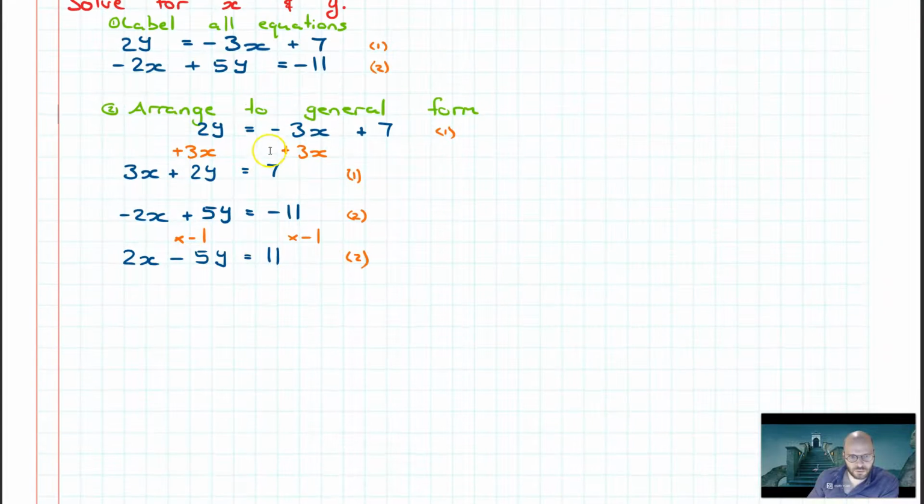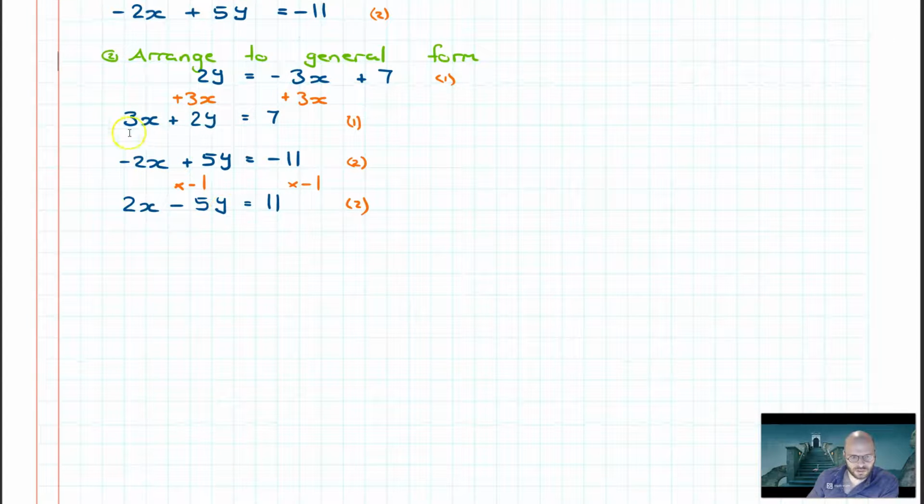For step 3, what we want to do is make the coefficients in front of our x equal to one another or similar. So I've got a 3 and a 2. Now for step 3, what I want to do is make the value of the coefficients in front of x equal to one another.